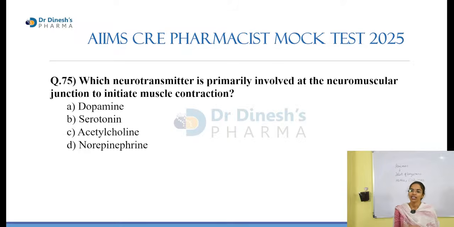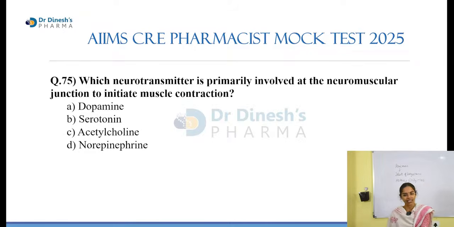Which neurotransmitter is primarily involved at the neuromuscular junction to initiate muscle contraction? A very important question once again. Which one? Dopamine, serotonin, acetylcholine, norepinephrine. What's the right answer? Acetylcholine. Yes, acetylcholine is the neurotransmitter that is involved at the neuromuscular junction, that is synapse, to initiate the muscle contraction.